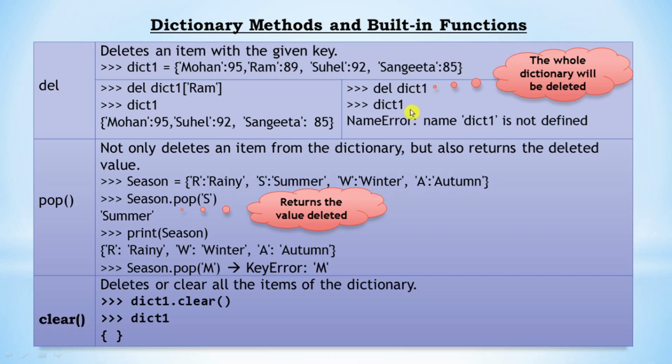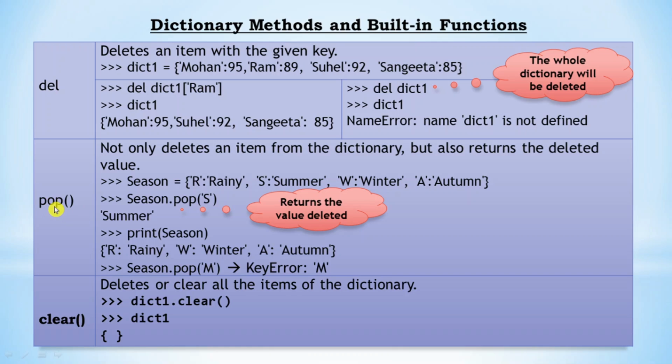In order to delete the whole dictionary, we can use the statement del followed by the dictionary name. When we try to display the dictionary, name error will be displayed. Name dict1 is not defined, which means the whole dictionary is deleted.